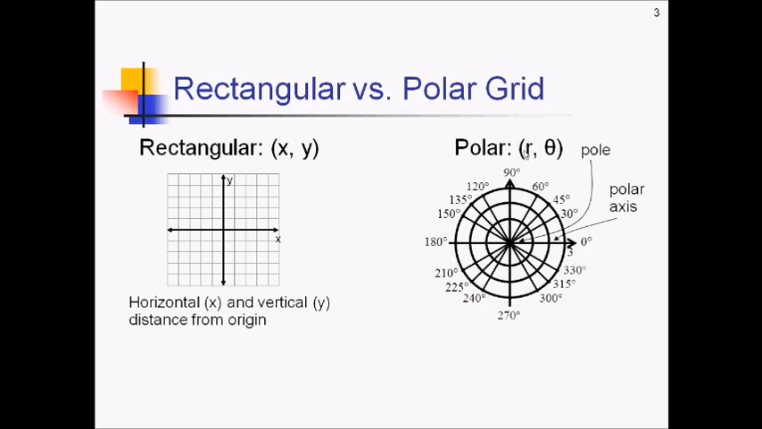And this point here, this r comma theta, is giving us a distance from the origin or pole. That's the r value. It's just how many rings you have to move out at a specific angle, theta, from the polar axis.